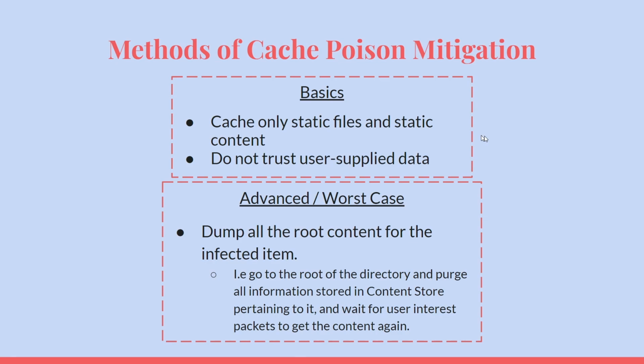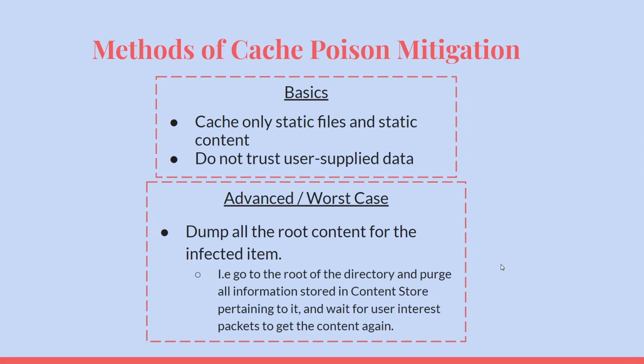The advanced case, or the worst case, calls for dumping all cache in the root, as it is deemed more beneficial to purge the content, even though only a subset of the content is affected. This is done by going through the root of the directory and purging all the information stored in the content store pertaining to it, and waiting for the user interest packets to restock the content again. This also has the positive consequence of a speed boost for the router.